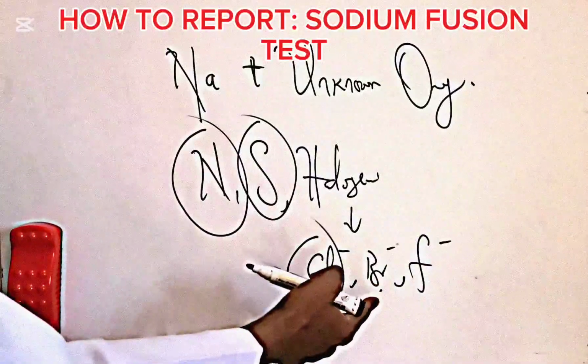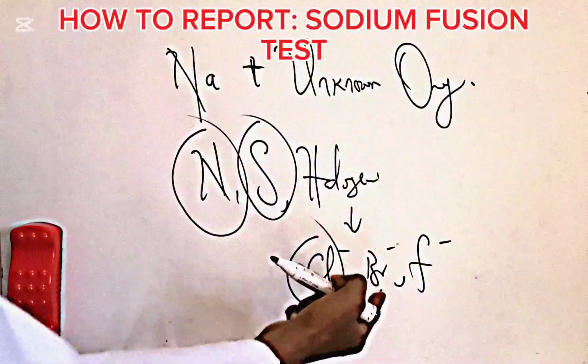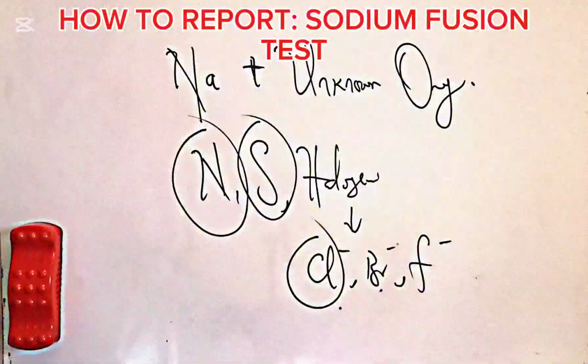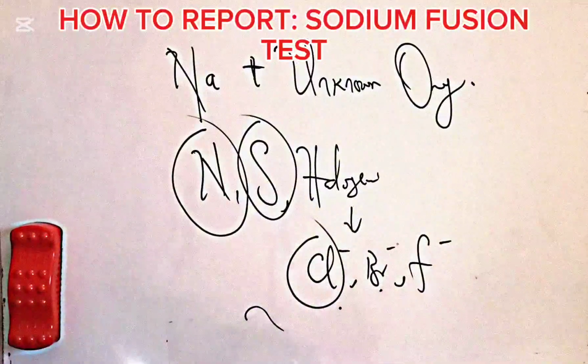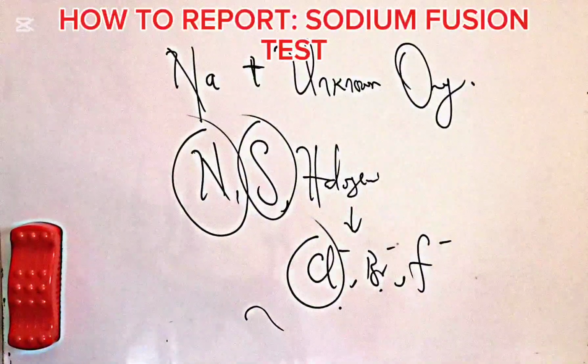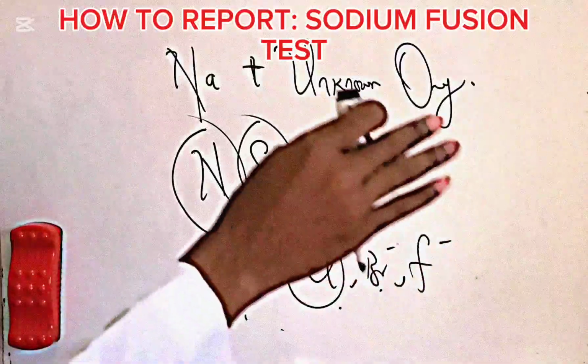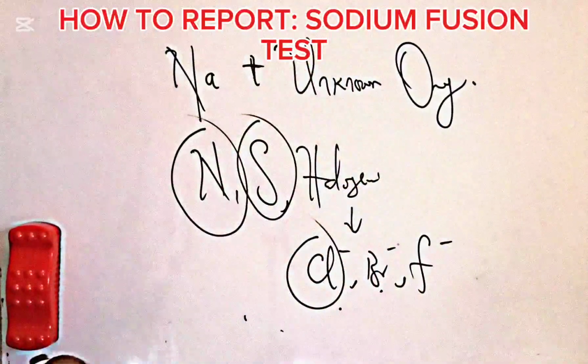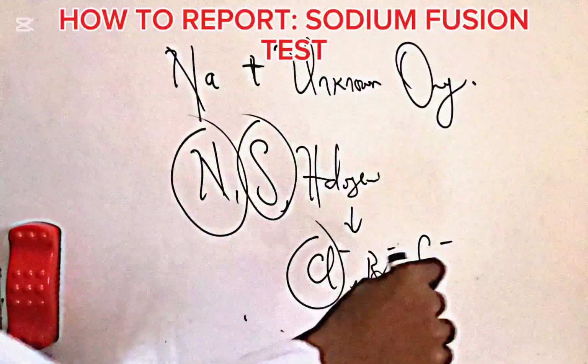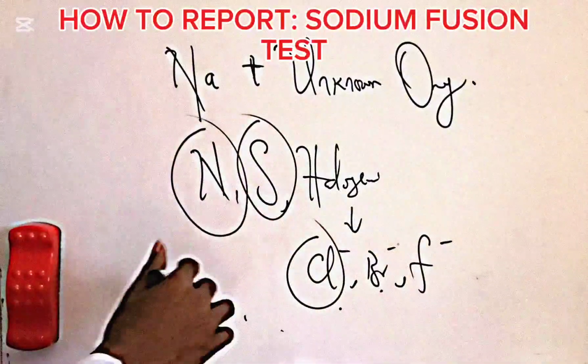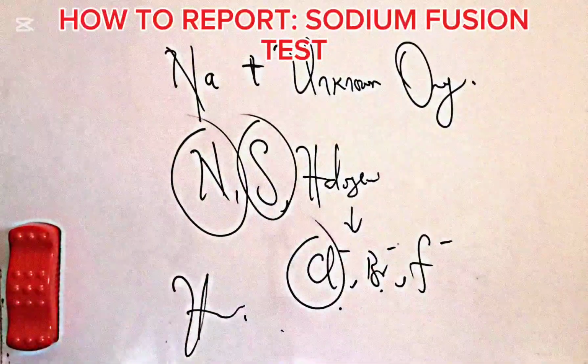Some of you went ahead reporting chloride and bromide ion present. How? Or you just write halogen present. How? Which of the halogens are present? You have to state categorically the actual halogen that is present. Is it chlorine? Yes, then you write chlorine is the actual halogen present, not just halogen present.